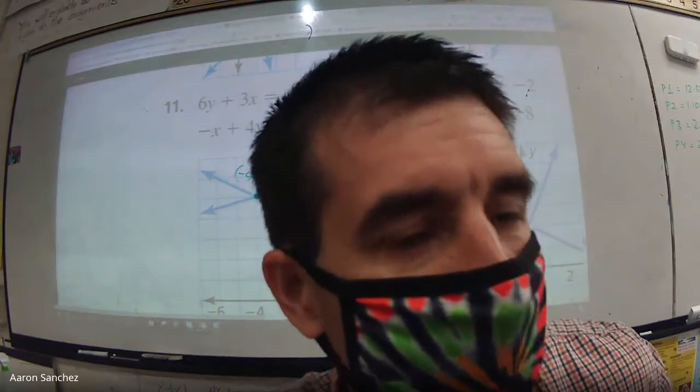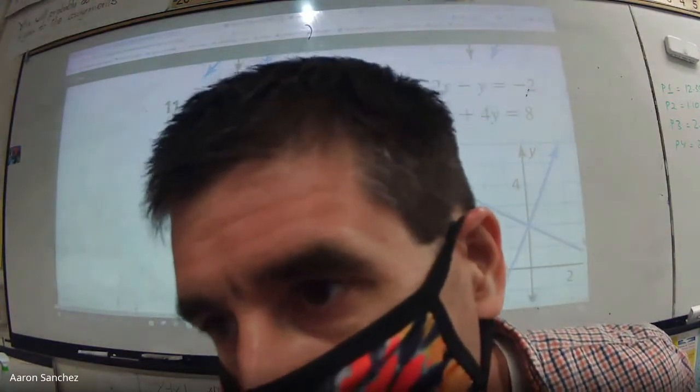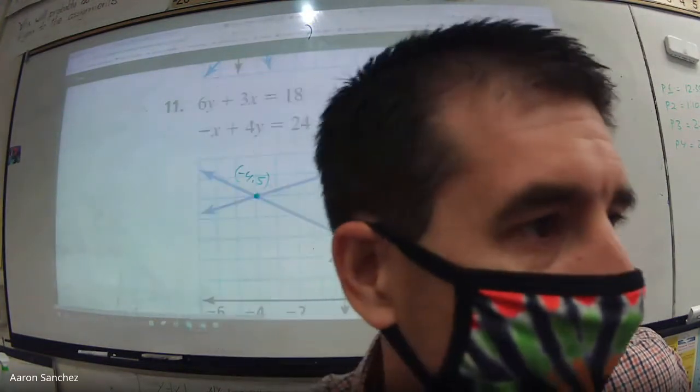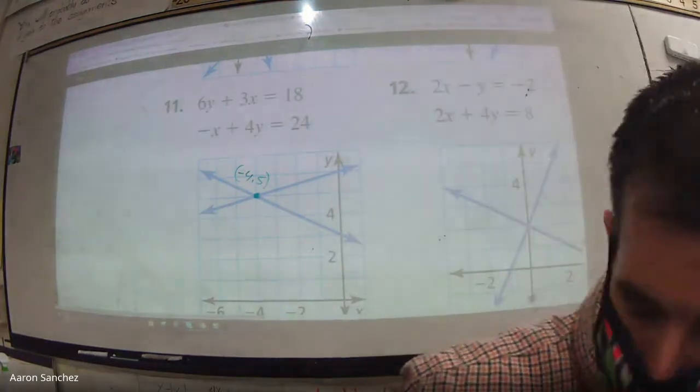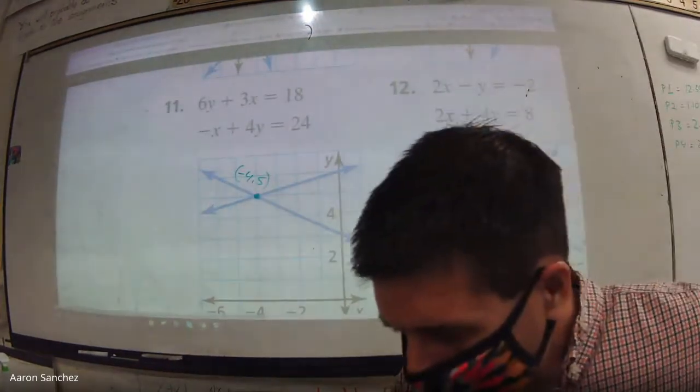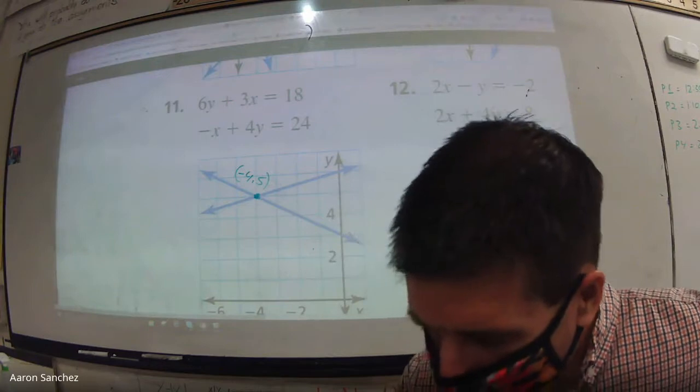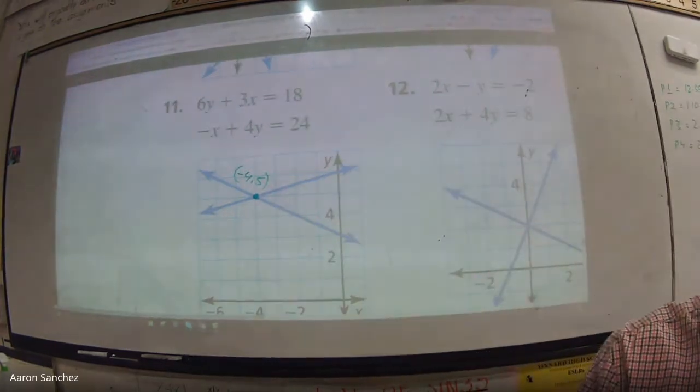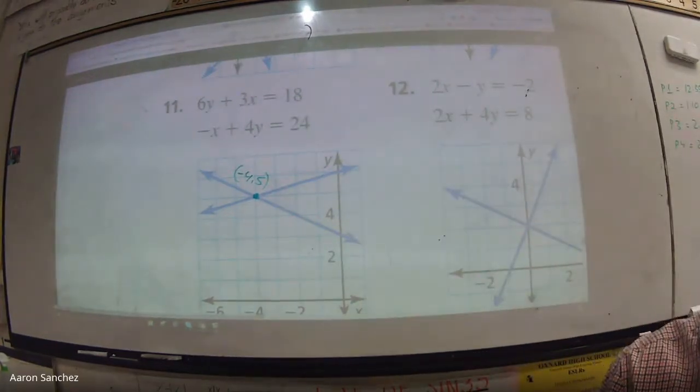So if they're parallel, they will not have a system. Other than that, they'll always have a system. Sometimes you have an infinite amount, but we'll talk about that later. And that's 11. So I think tomorrow we'll get to graphing. We'll do that tomorrow. And that's it.